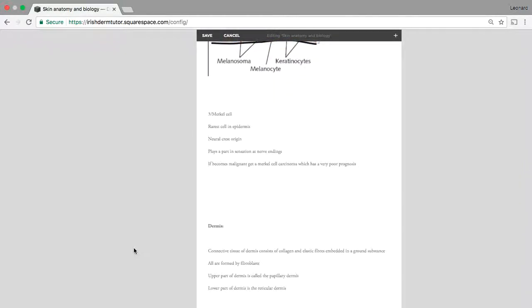And another cell, which is a rare cell in the epidermis, is the Merkel cell. Again, this is of neural crest origin, and it plays a part in sensation at the nerve endings. So it's basically a nerve cell. And if this becomes malignant, you get a thing called a Merkel cell carcinoma, and this is a very poor prognosis.